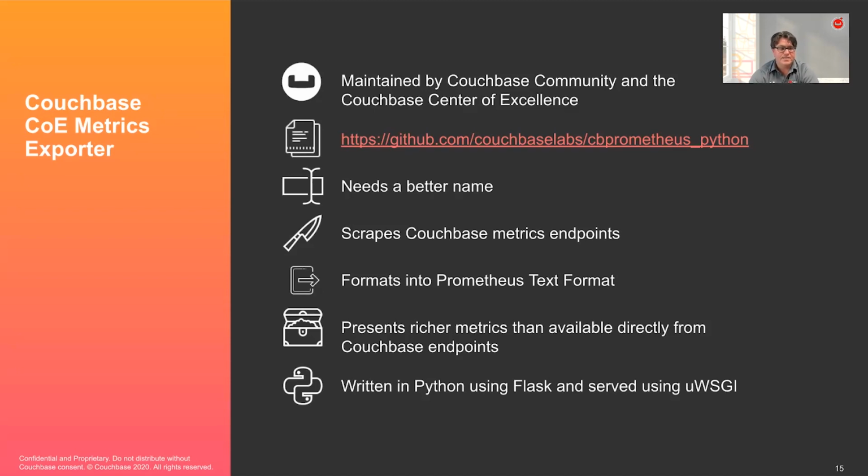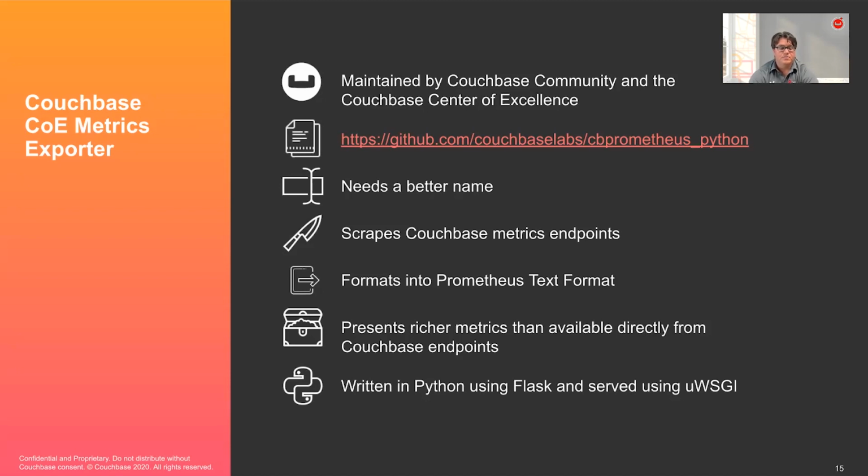What this does is, if you've worked with Couchbase long enough, you know that there are many, many metrics endpoints in Couchbase. The node self endpoint, the pools default endpoint, all the different endpoints associated with each service running on each node. What the exporter does is it scrapes all of those metrics for you. It then processes those metrics into a Prometheus text format. There are additional metrics that it gets that you wouldn't necessarily have access to directly from the REST API, and it calculates these richer metrics and presents them in a Prometheus format.